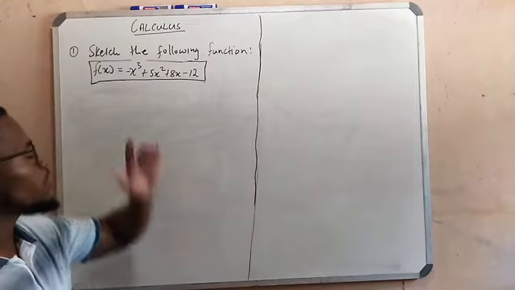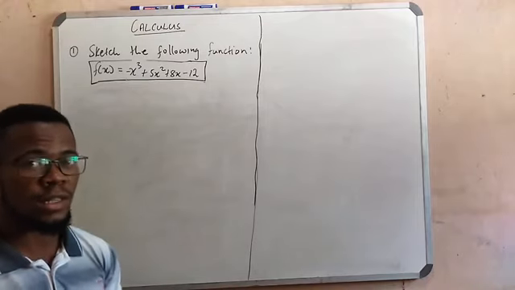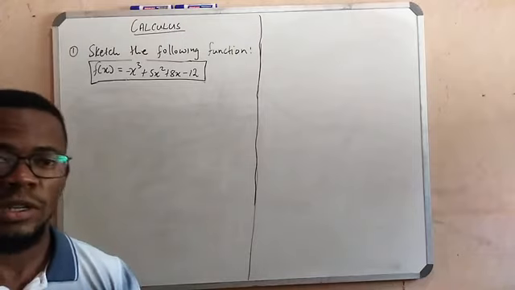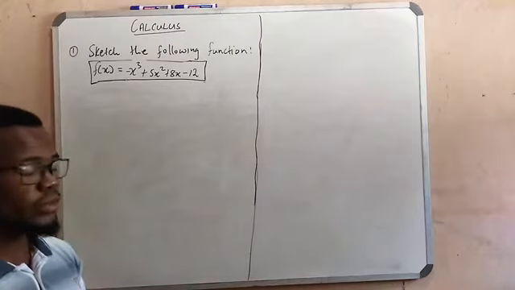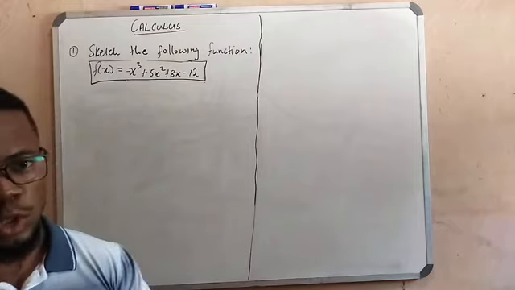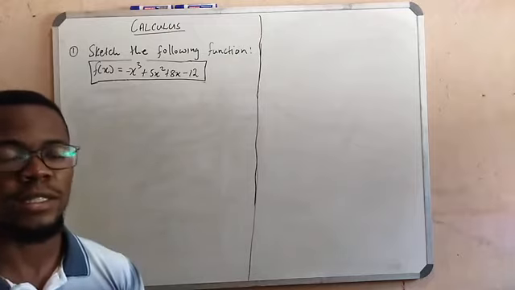The first step of sketching the cubic function is to find the y-intercept and x-intercept. Remember, even on algebraic functions, we first determine the y-intercept and x-intercept. The same applies to cubic functions. You have to find the x-intercept and the y-intercept.